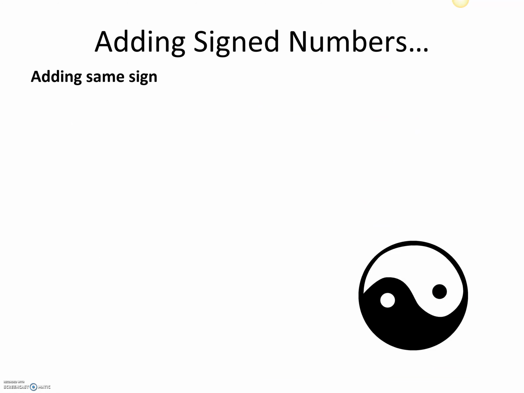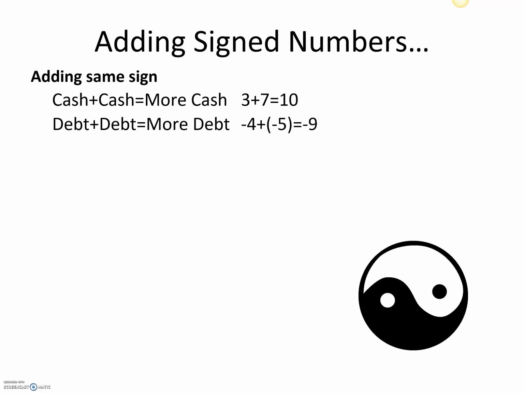So when we're adding signed numbers, think of it in terms of money. If you have cash and you get more cash, you're just going to have an even bigger pile of cash. 3 plus 7 equals 10. But when you get debt and then you add some more debt onto it, you're just going to have a bigger pile of debt. Negative 4 plus negative 5 equals negative 9.